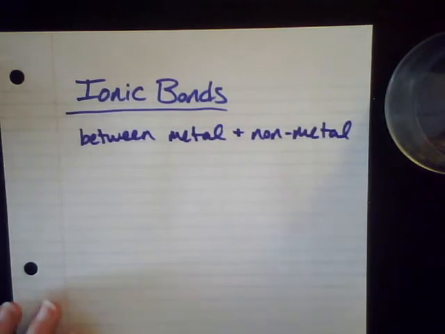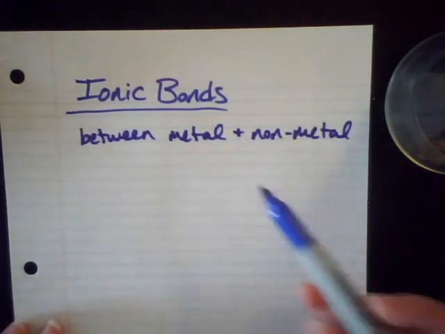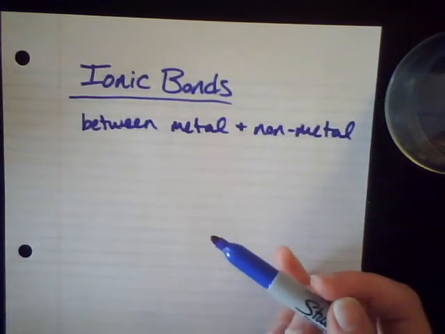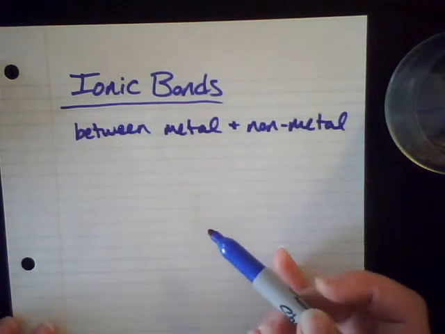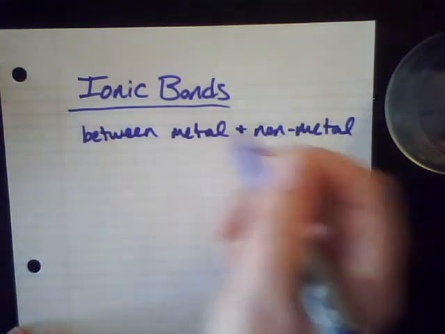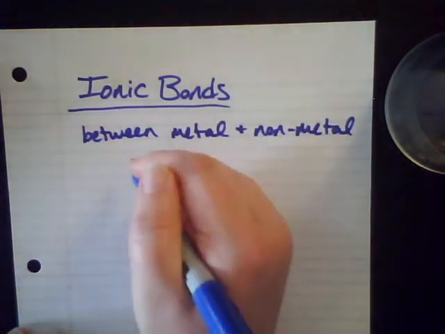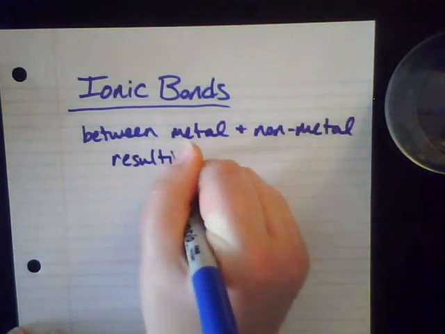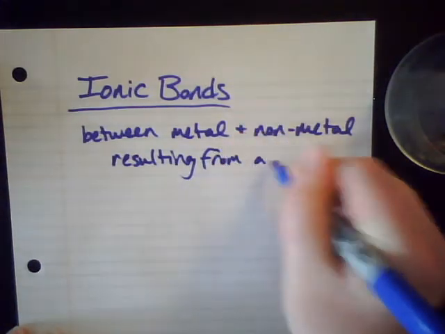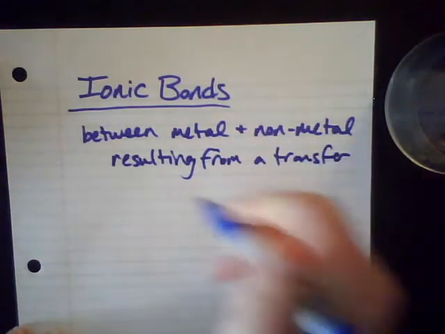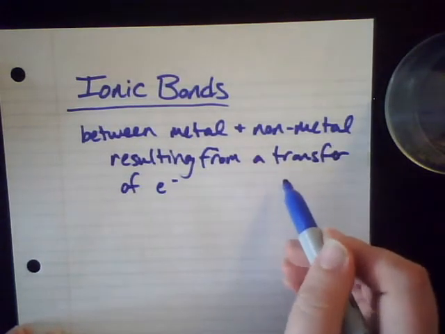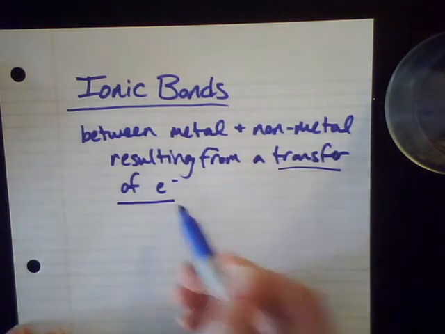So whenever you see in a chemical formula that you have a metal with a nonmetal, then you know it's going to be an ionic bond. Okay, so that's a good clue. You can also determine it using the electronegativities, which we'll get into later. And the other thing that's important is that an ionic bond is between a metal and a nonmetal resulting from a transfer of electrons. Now this is different than a covalent bond. A covalent bond is shared electrons, and ionic bonds are transferring electrons.